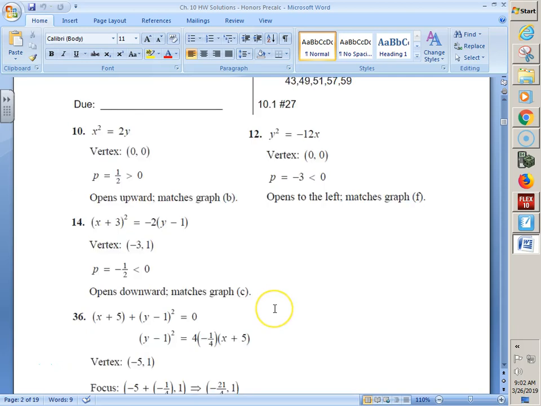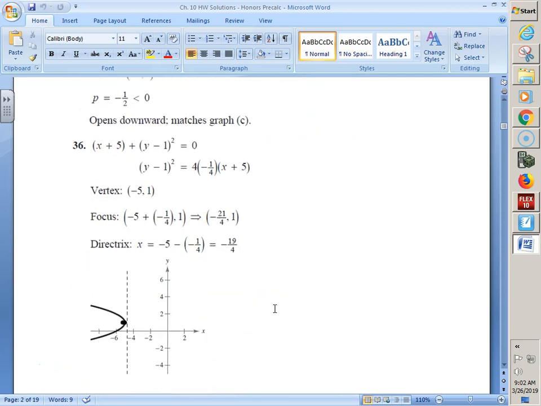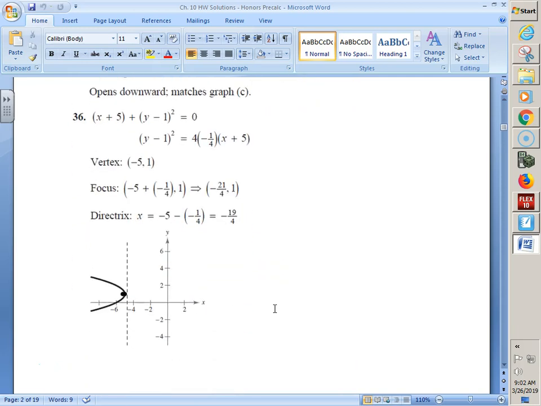Oh, that's a bummer. Number 36 was your first needing to focus? No. Needing to identify. Needing to identify the key pieces and then sketch, right? But this one, well, it shouldn't have been too bad. It was a little hard. Why was this one a little hard? What did you have to do first?